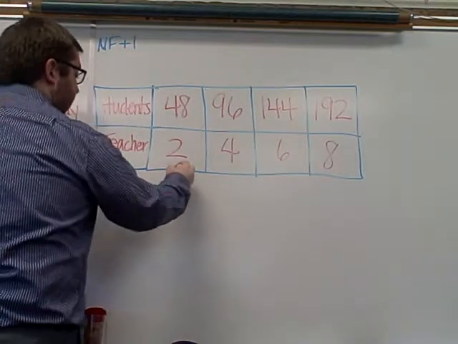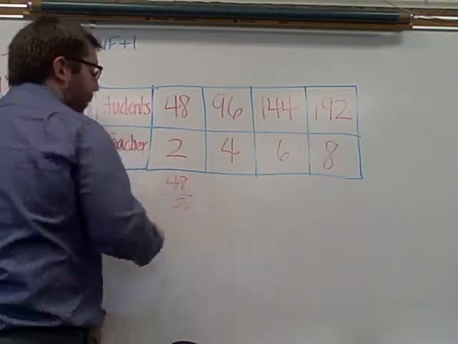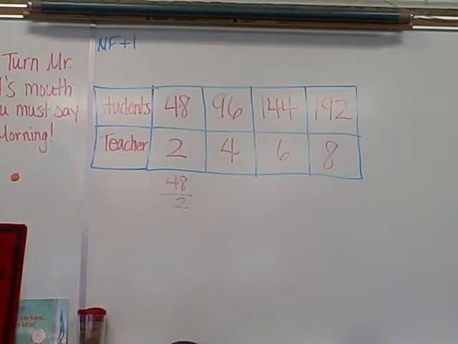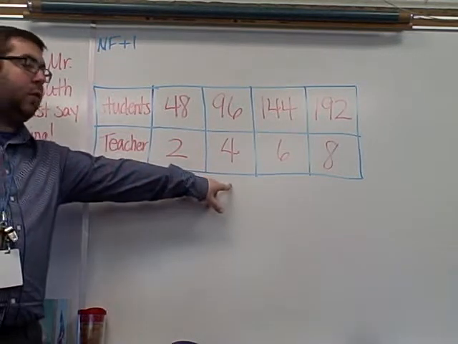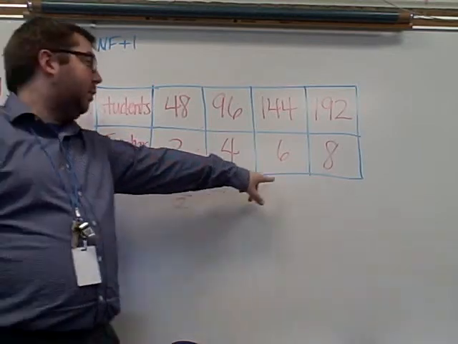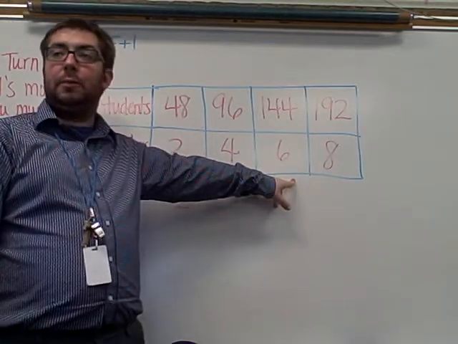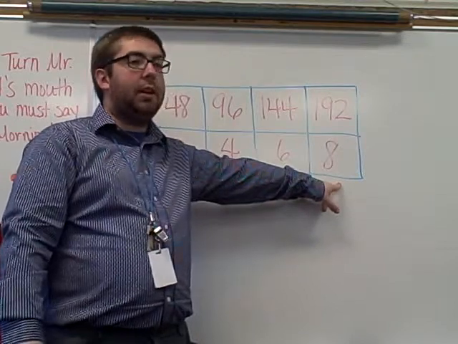So I have 48 over 2. What am I gonna divide by to get my denominator to be 1? Everybody. Divide by 2. Perfect. 96 over 4, I'm dividing by. 144 over 6, I'm dividing by. 192 over 8, I'm dividing by.